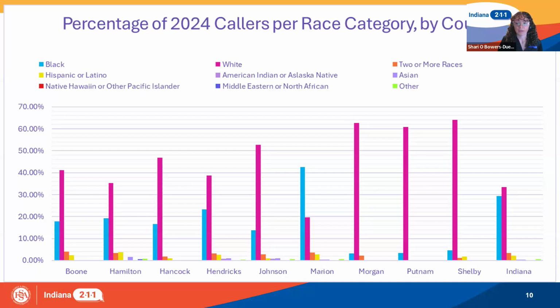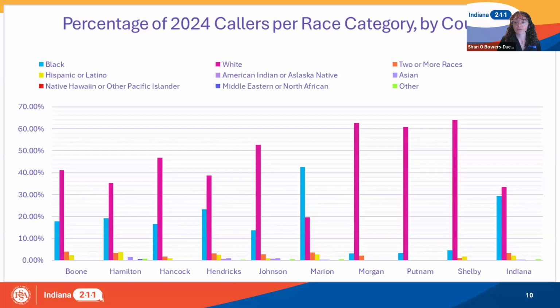Morgan, Putnam, and Shelby counties all had over 60% of callers identify as white and less than 5% of callers identify as Black. Johnson County had about 53% of callers identify as white and 14% of callers identify as Black. And in Boone, Hamilton, Hancock, and Hendricks counties, the percentage of callers who identified as white ranged from 35% to 47%, while the percentage of callers who identified as Black ranged from 17% to 23%.